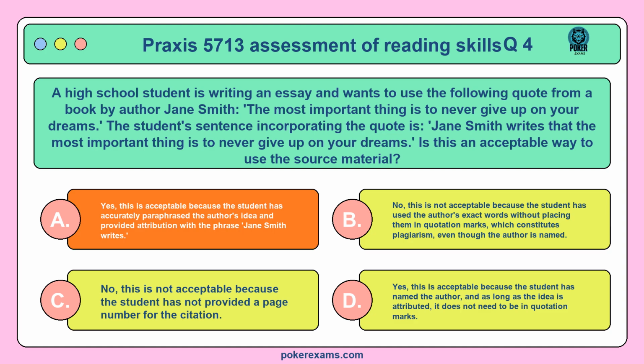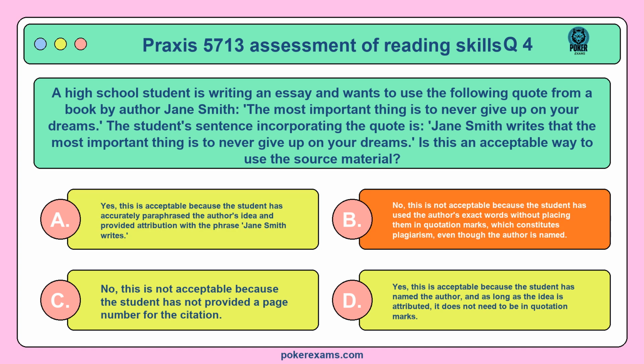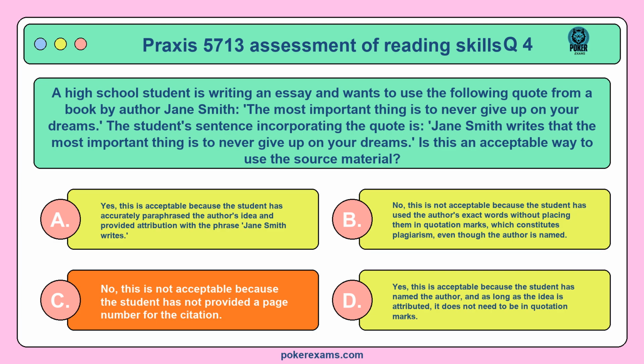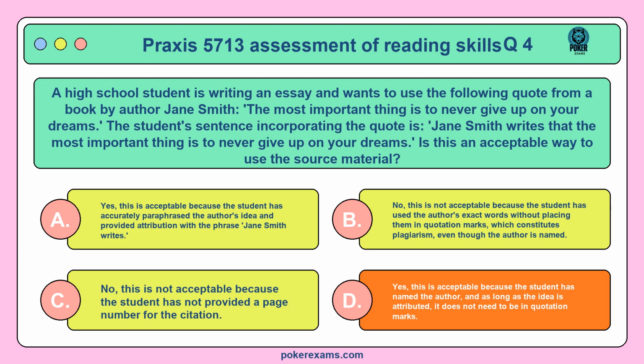Option A. Yes, this is acceptable because the student has accurately paraphrased the author's idea and provided attribution with the phrase Jane Smith writes. B. No, this is not acceptable because the student has used the author's exact words without placing them in quotation marks, which constitutes plagiarism, even though the author is named. C. No, this is not acceptable because the student has not provided a page number for the citation. Or D. Yes, this is acceptable because the student has named the author, and as long as the idea is attributed, it does not need to be in quotation marks.